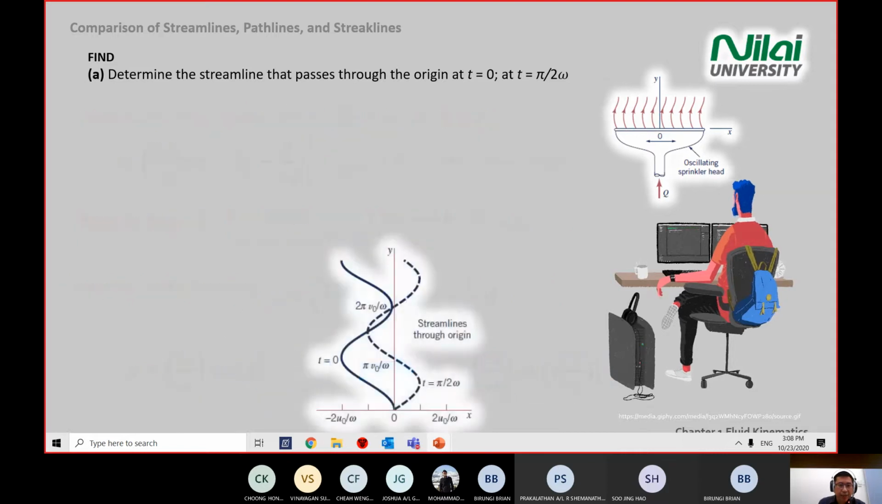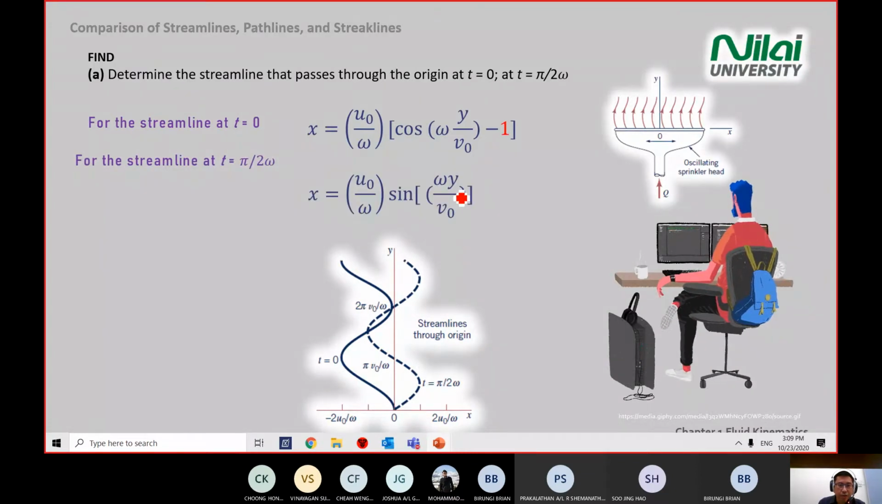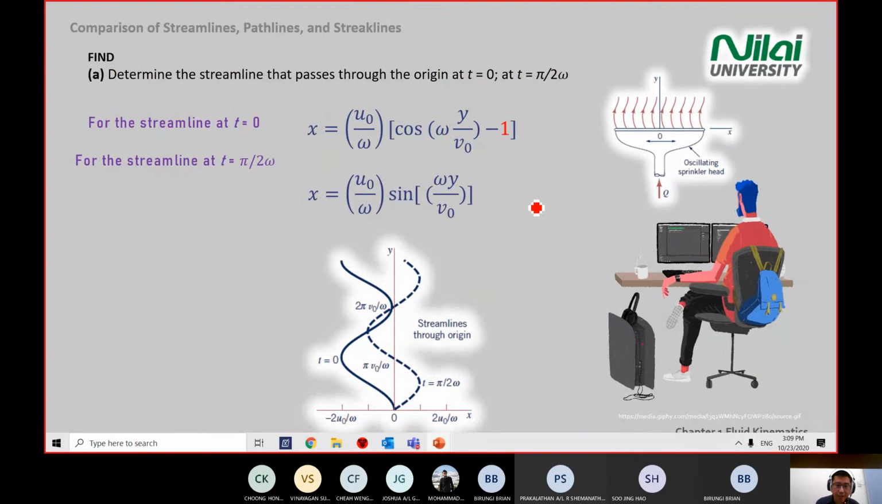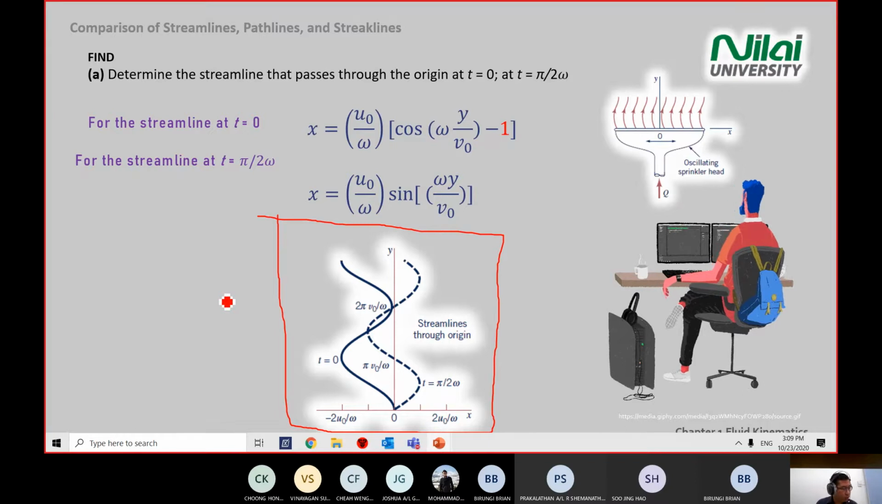Okay, good. Now, I forgot to hide this photo. So at t equal to 0, you get this equation. At t equal to pi over 2w, you have this equation. So you will have this diagram. Now I want you to sketch, copy this shape of the graph on the screen, what you see here. Copy this diagram on your notes, or on your tutorial question.